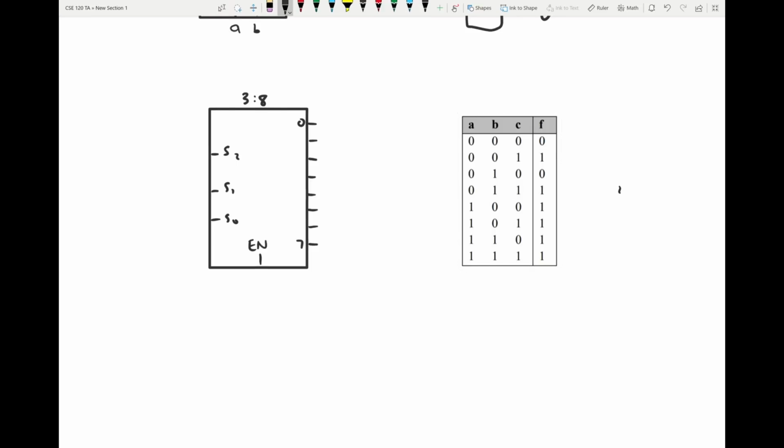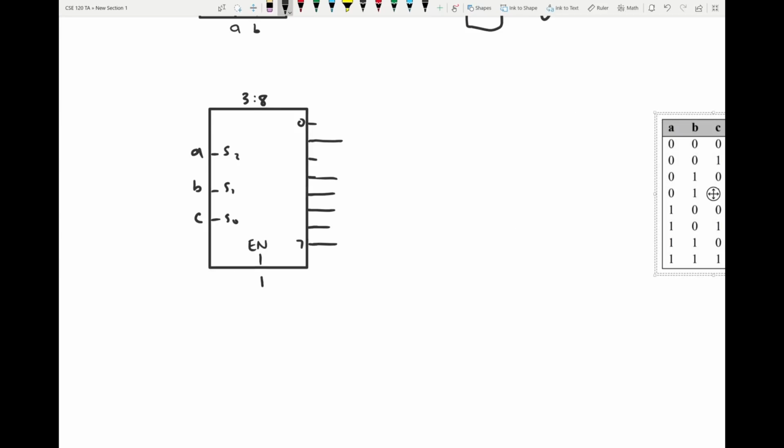So again, I want to choose my most significant select line, S2, as my most significant bit, or A. And I always want this to be enabled because there's no reason for it not to be. All we're going to look at is these row numbers where we have a 1. So that's 1, 3, 4, 5, 6, 7. And all I'm going to do here is extend these 1, 3, 4, 5, 6, 7 from here. Let me move this off to the side. All I have to do is get one big OR gate.